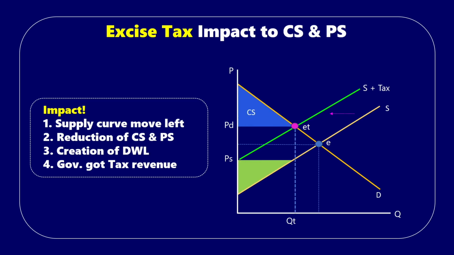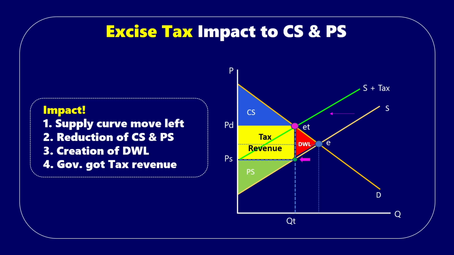That's why you see a new curve labeled S plus tax. Because of tax, the market no longer meets at the original equilibrium. Price goes up for buyers, price received by sellers goes down, and quantity traded falls to QT. And that drop in quantity is important.